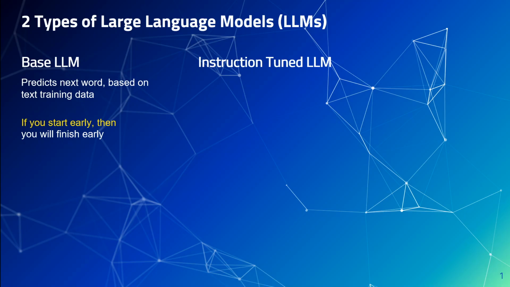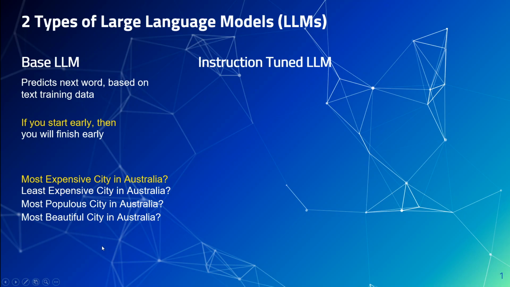But if you prompt it with a different question, such as "most expensive city in Australia?", then it may respond with something it was trained on. It might have been a quiz it found in this data set from the internet. So instead of answering it correctly, it might just respond with the rest of the questions in that quiz, such as least expensive city in Australia, most populous, most beautiful. So this base LLM answered on the basis of its learning from that data set, but in reality, this is not what you are looking for.